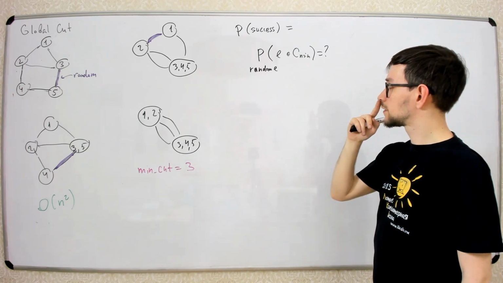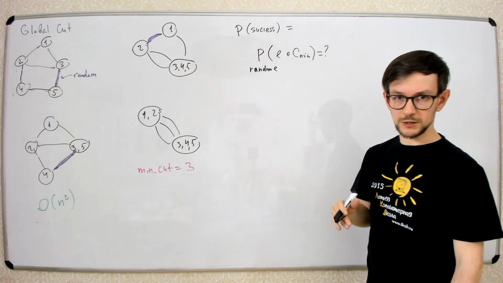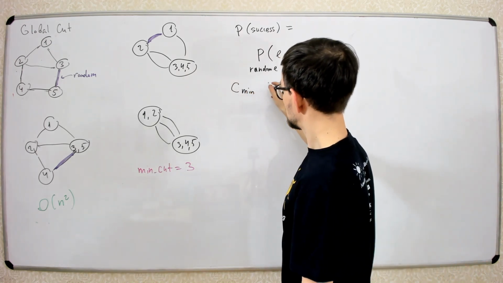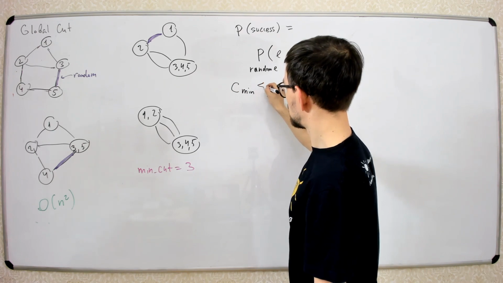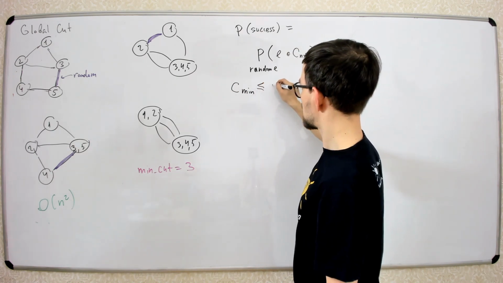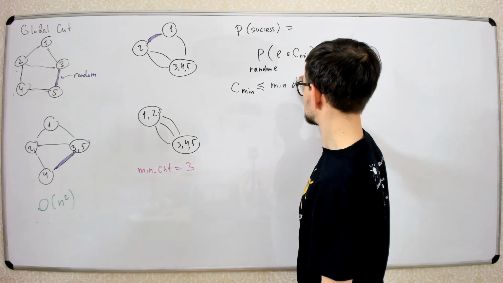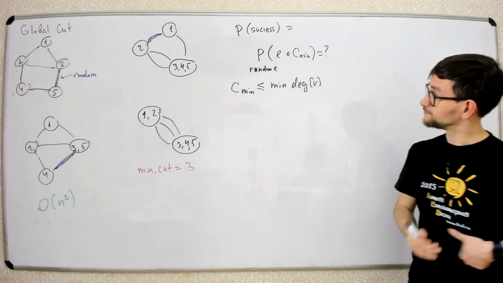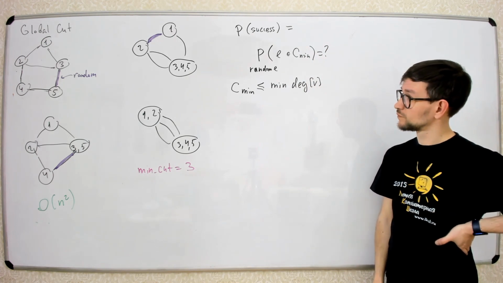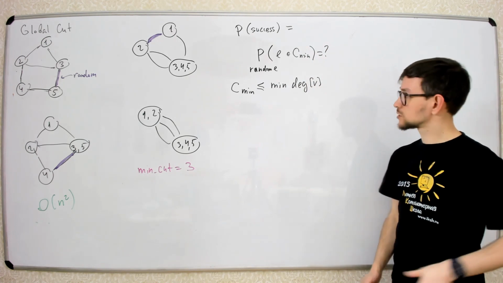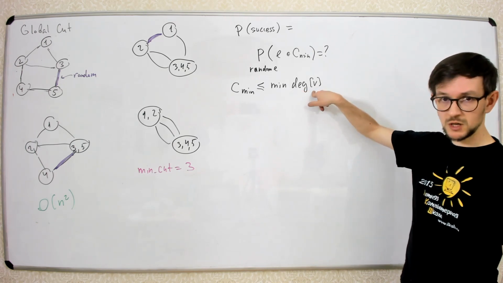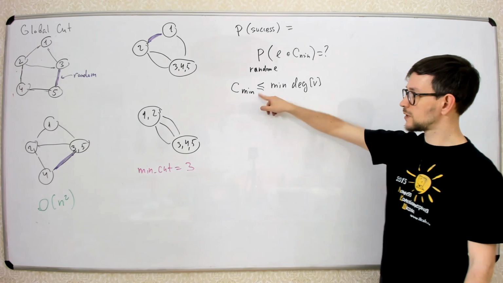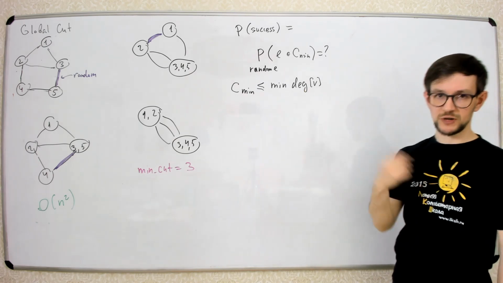We will bound it like this. So let's bound the value of the minimal cut. I claim that the minimal cut is not greater than the minimal degree of the node. That's true, right? Because if you have some node with some degree, we can just remove all the edges connected to this node and have some cut. So the minimal cut is no more than the minimal degree of the node.